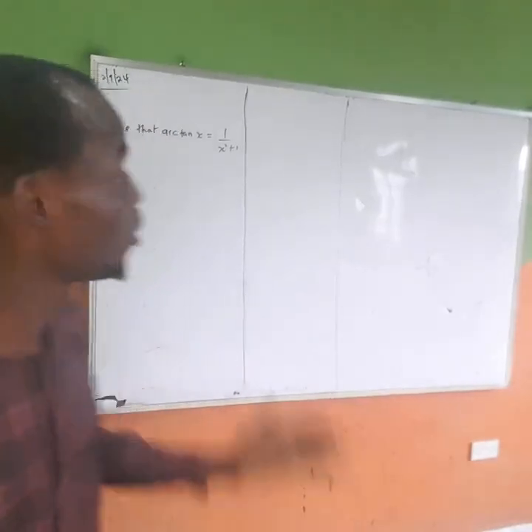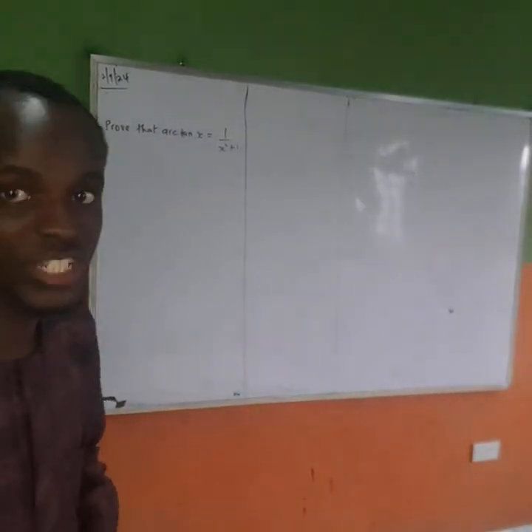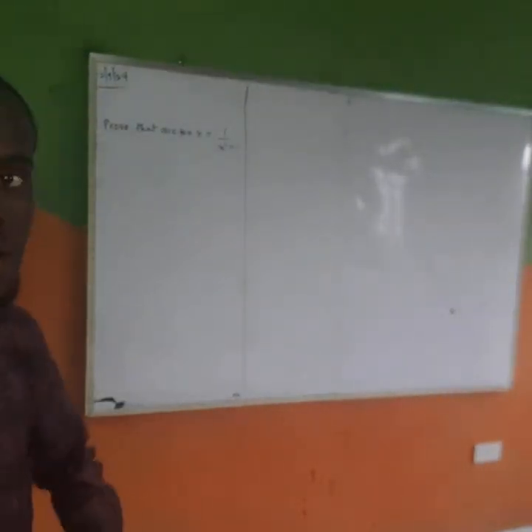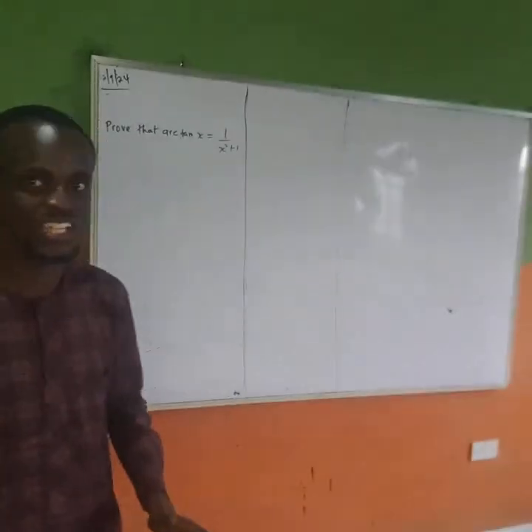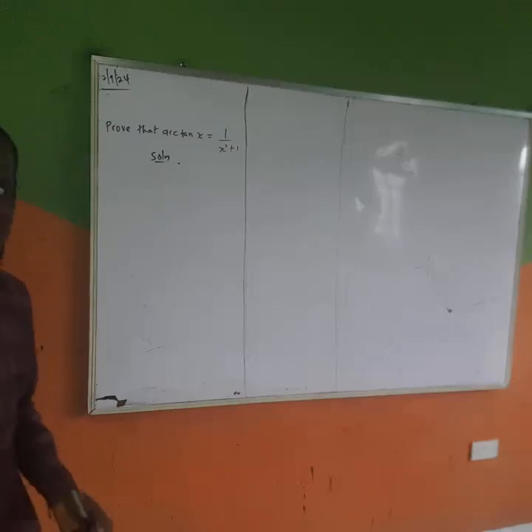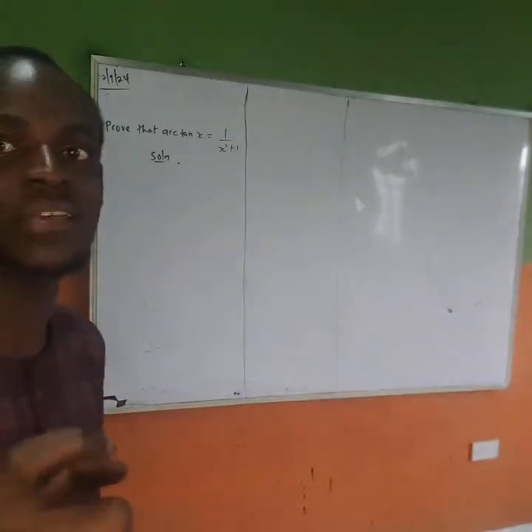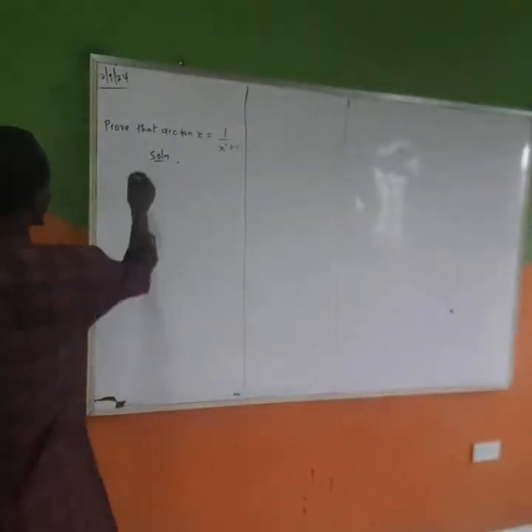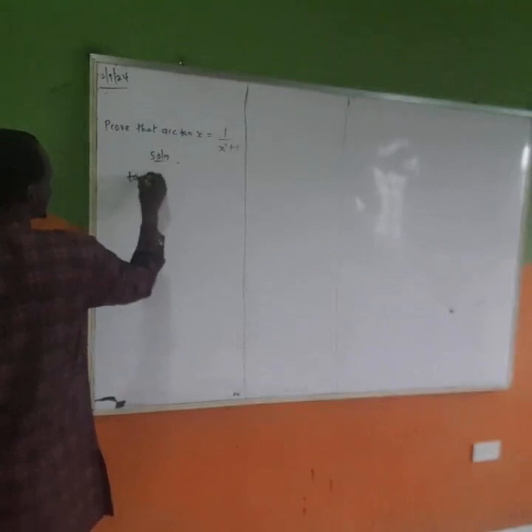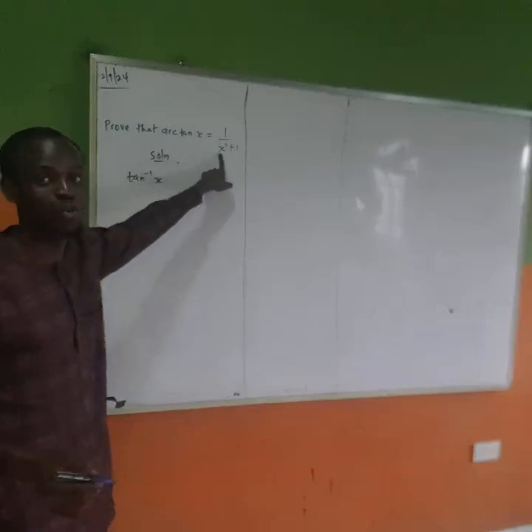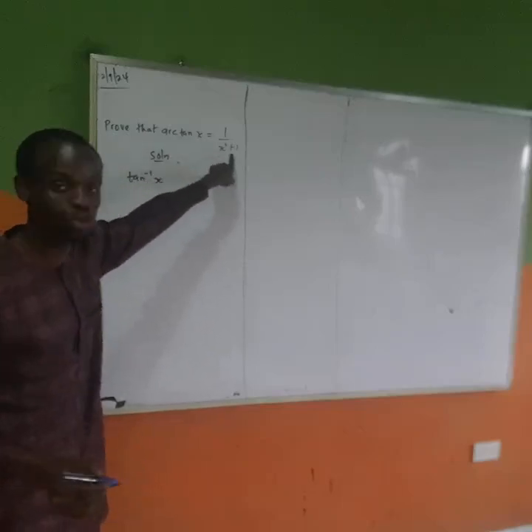Hello viewers, on the board is a question on differentiation, and we are asked to prove that the derivative of arctan x is equal to 1 over x squared plus 1. Now the solution is as follows. Understand that arctan x is the same as tan inverse of x, that is tan raised to the power minus 1 of x. Now, this is what we are asked to prove.